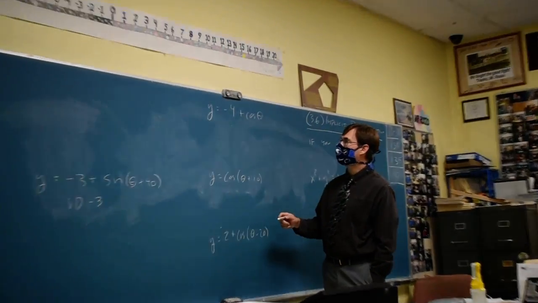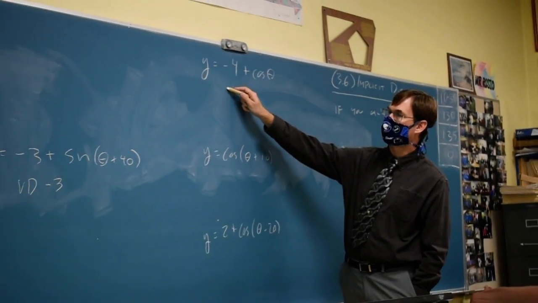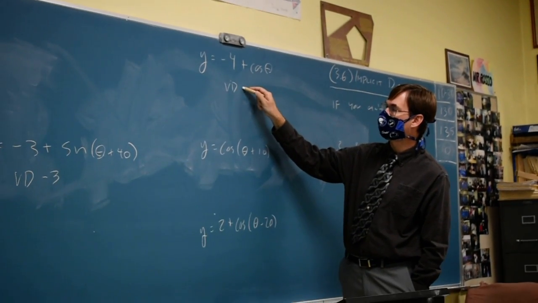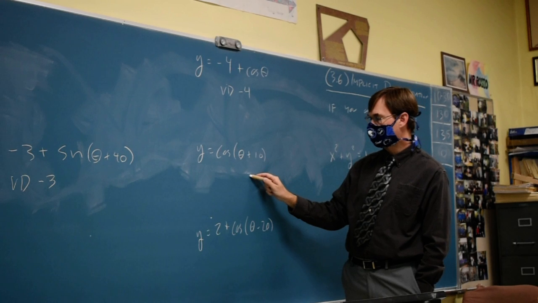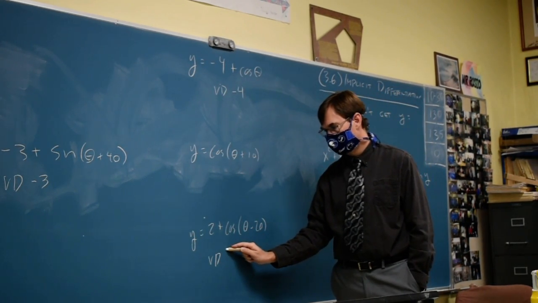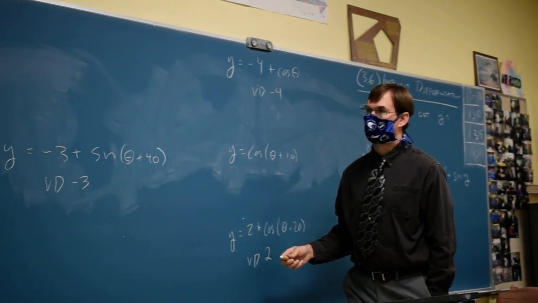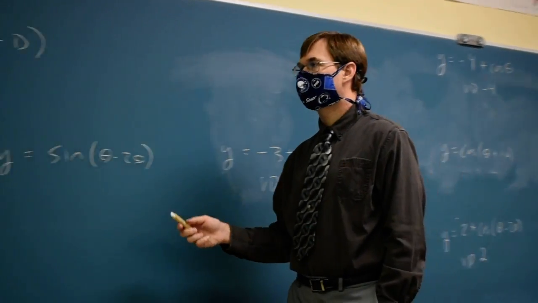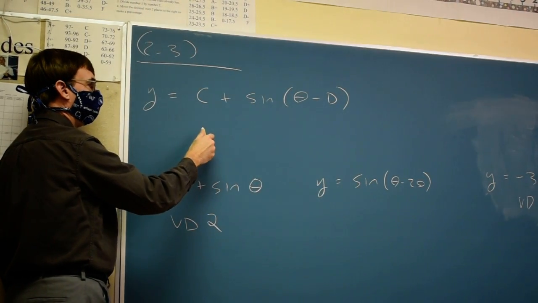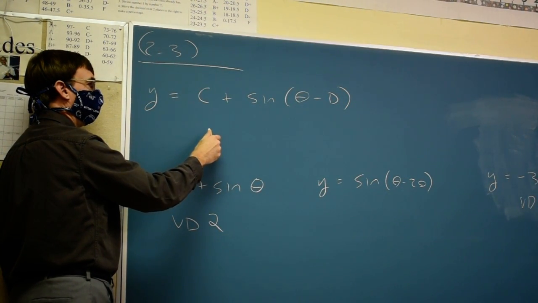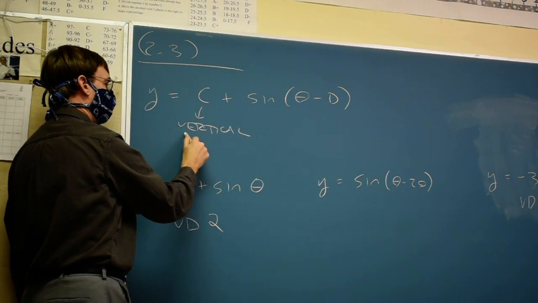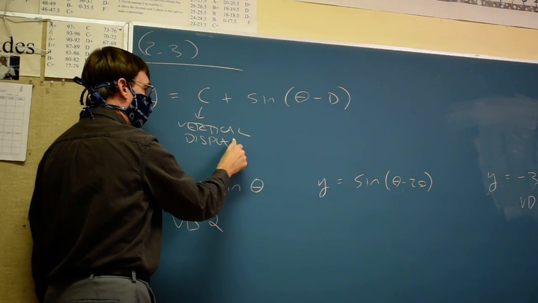Stepping into cosine town. Does this have a vertical displacement? Yes, of negative 4. Does this one? No. Does this one? Yes. Vertical displacement 2. Rolling back to the left. Which of these letters is giving us a vertical displacement? The C. This is giving us a thing called the vertical displacement. That just means it's moving it up or down.